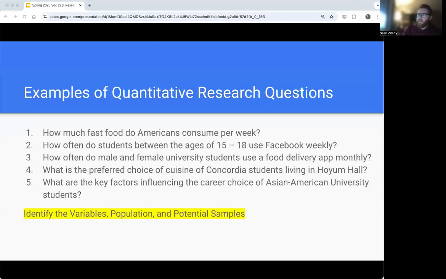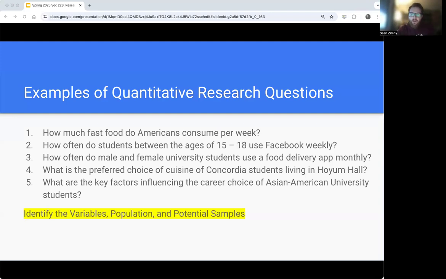All right. And then examples of quantitative research questions. So I'll just go through a couple of these. You'll see in the notes that you can actually look through each of these, and please do that. But here's some examples of potential research questions in quantitative research. And I want to identify the variables, population, and potential samples of each of those.